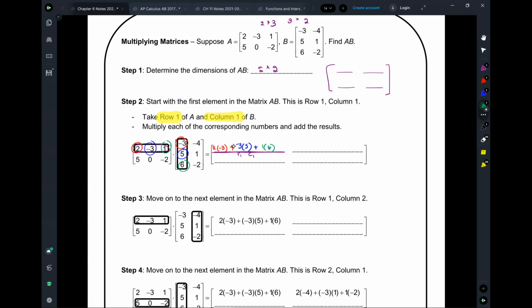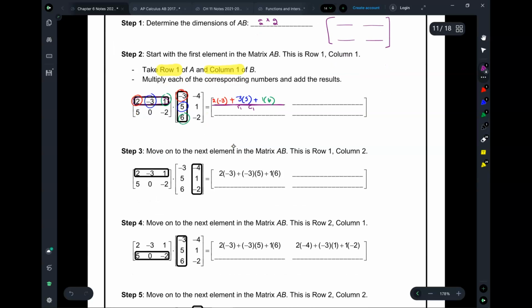Okay? That's the one for row 1, column 1. All right. Next, down here, we're going to move on to the next element. Now we're going to do this one. What position is that? Row 1, column 2. So I take row 1, column 2. So at each step, I say to myself, which position am I going to fill? Row 1, column 2. And I take row 1, column 2.